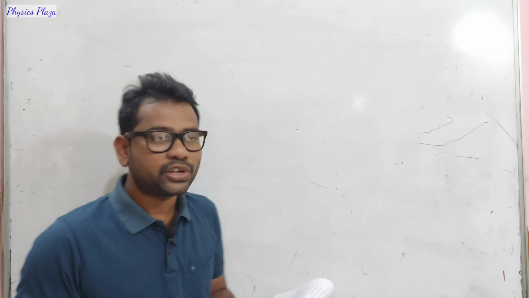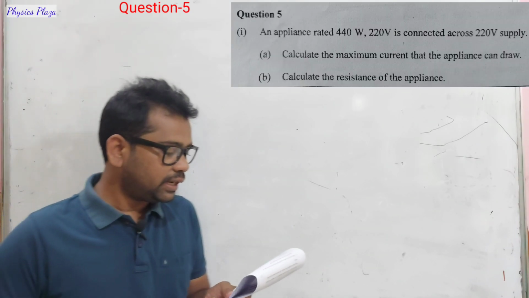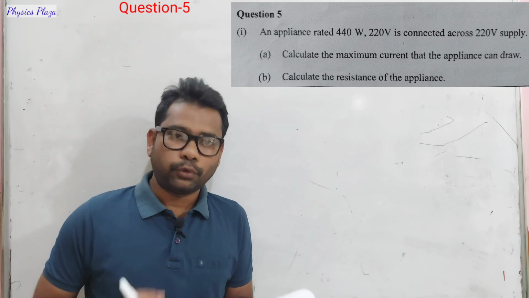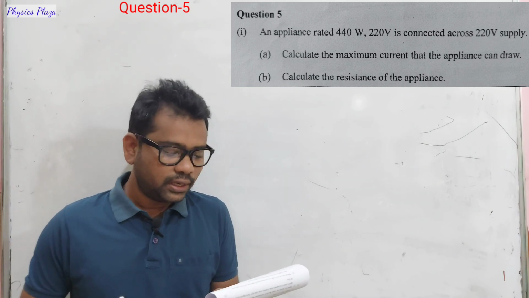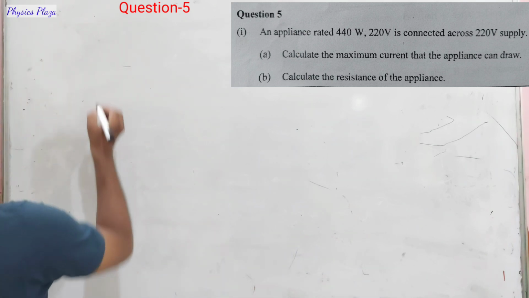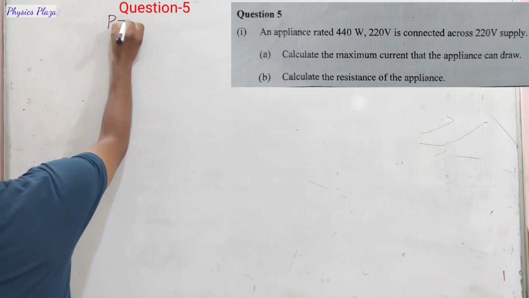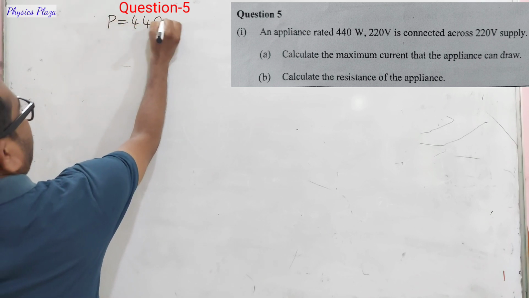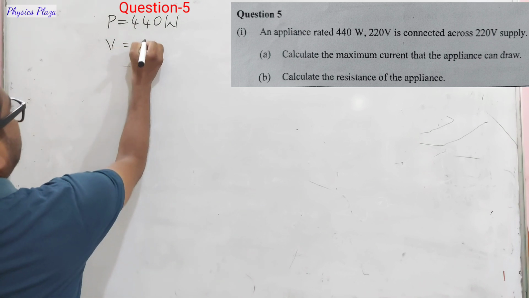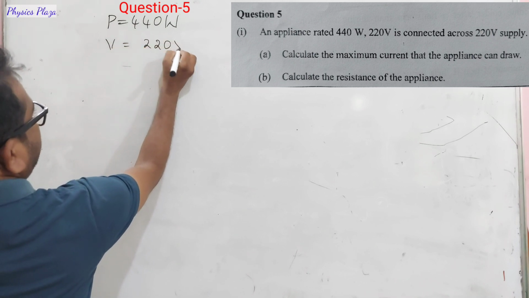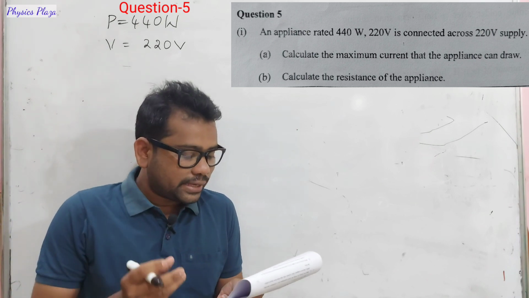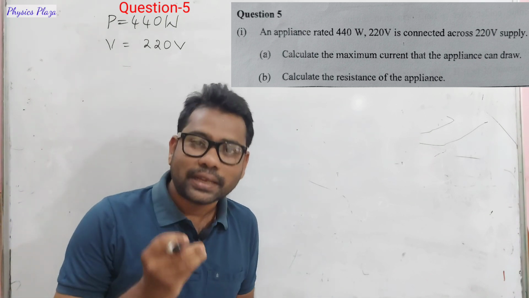Now in question number 5, children, you can look at that question here. It is given that an appliance rated 540 watt, 220 volt, is connected to the 220 volt power supply. So first of all, let us write what is actually given. Children, here power is given as 440 watt and the V value is given as 220 volt. Now they are asking us to calculate the maximum current that the appliance can draw.